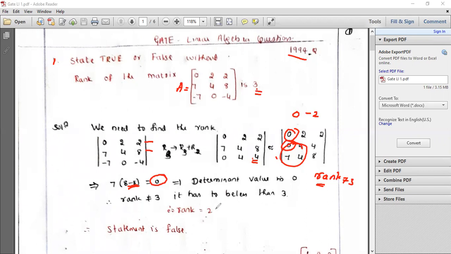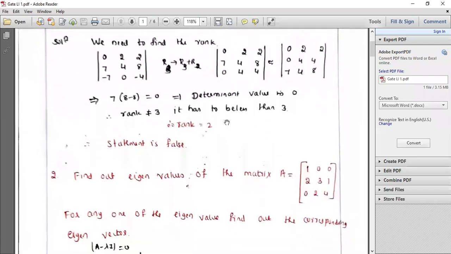Therefore the rank of this matrix will be 2, not 3. Okay, so hence the given statement is false. Okay, so like this you have to conclude the statement. Now let me take the next example.